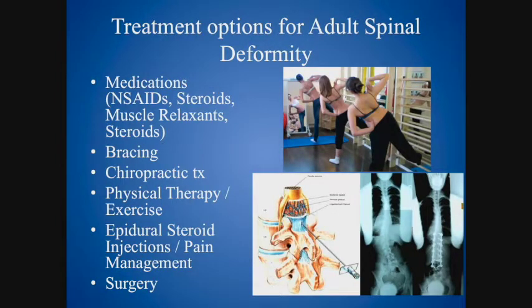Okay, so what are the treatment options for scoliosis and spinal deformity? There's a lot of stuff you can do, right? And we usually try to start conservatively. So you can give medications, and I think we discussed a lot of different medications already. You can try bracing. You can try chiropractic treatment. You can try physical therapy. You can try pain management and steroid injections, and eventually you can go on to have surgery.